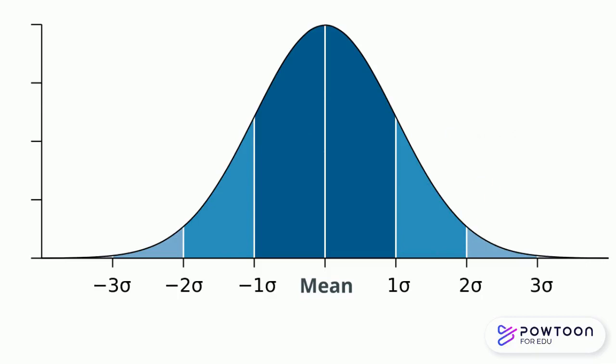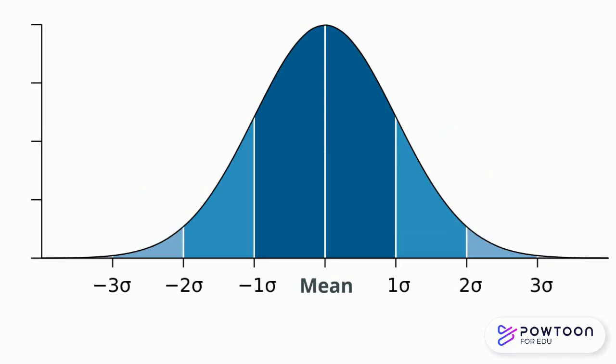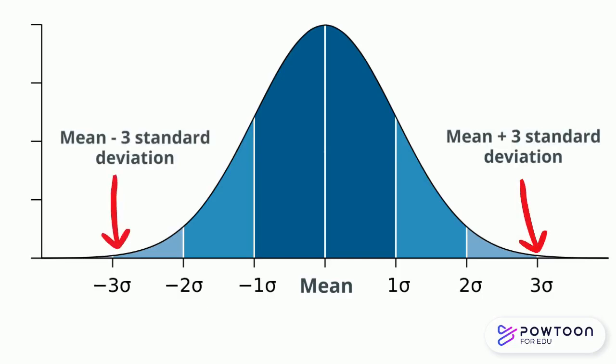Now, if we add 2 standard deviations to the mean and subtract 2 standard deviations from the mean, then between these two numbers, 95% of our data will be found. Finally, if we add 3 standard deviations to the mean and take away 3 standard deviations from the mean, then between these two values, 99.7% of our data will fall.